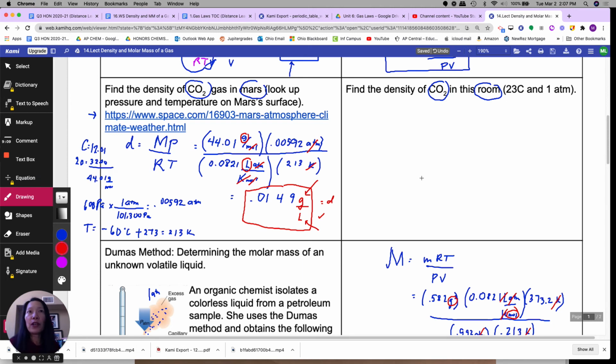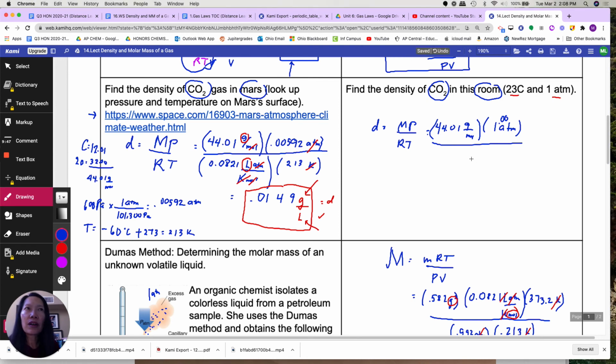Now we're going to compare the density of CO2 in this room. Here are the conditions. Pause the video and try it yourself. Okay, so density equals MP over RT equals, same molar mass as the same gas, 44.01 grams per mole. Pressure, 1 ATM. Oh, I love that. So easy. We'll pretend we have infinite sig figs there. I know I didn't really write that.